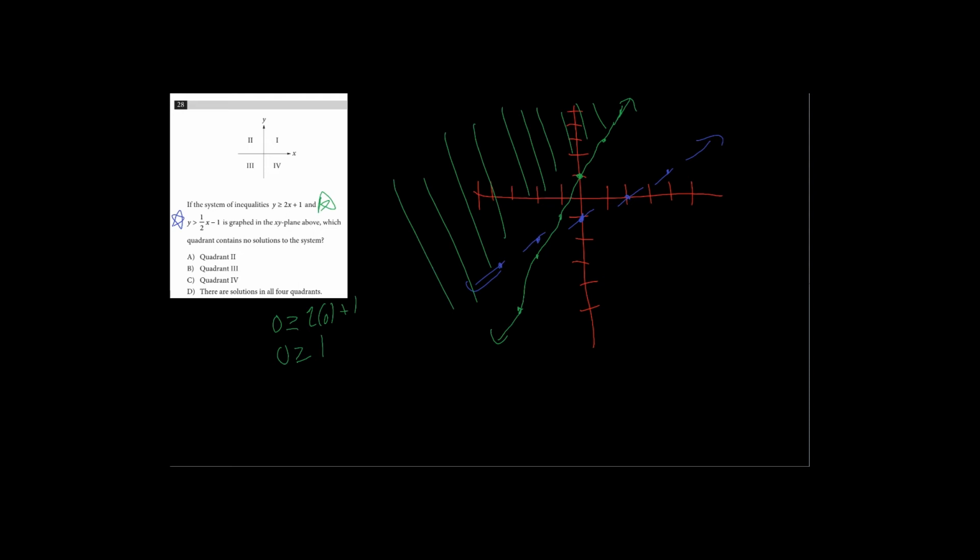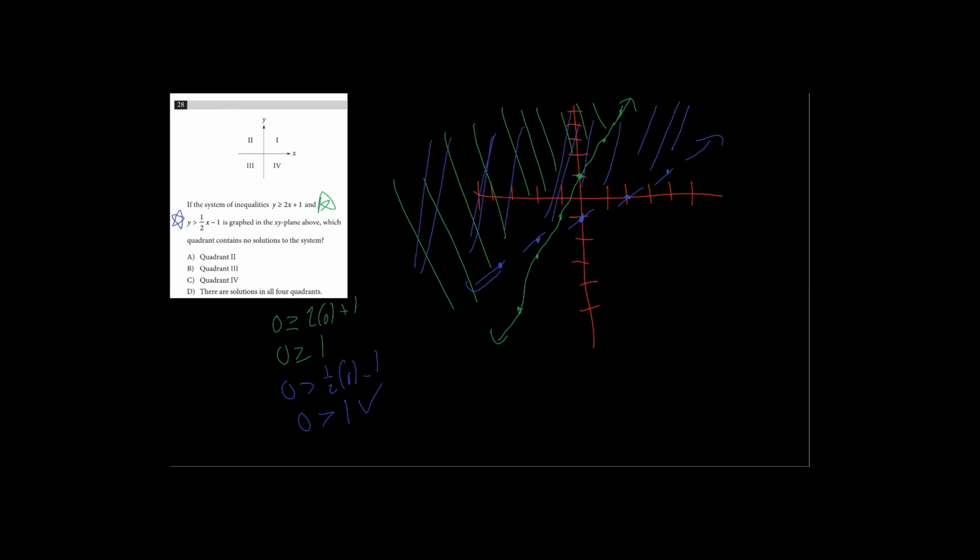I do the same thing for that blue equation. I'm going to plug in 0, 0 because it's not on the line. When I do that, I get 0 is greater than 1/2 times 0 minus 1. So 0 is greater than -1, and that's true. So I'm going to go ahead and shade the same side. Since 0, 0 is above the line, I'm shading above.